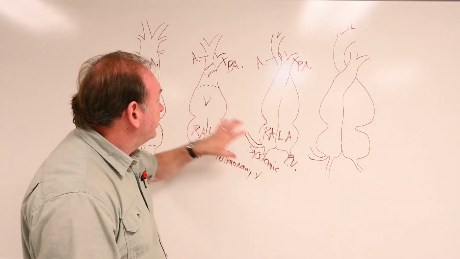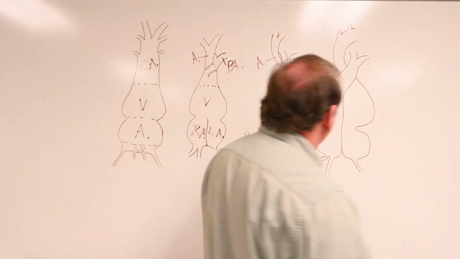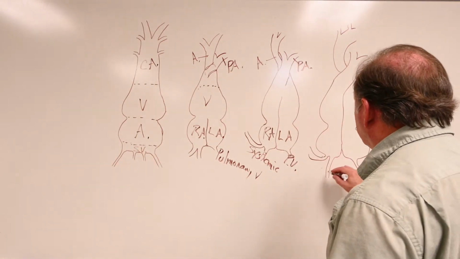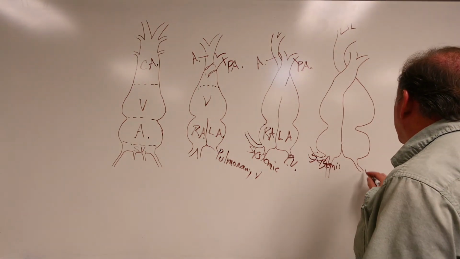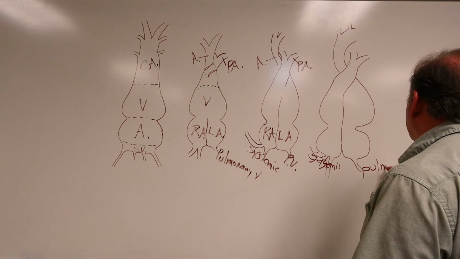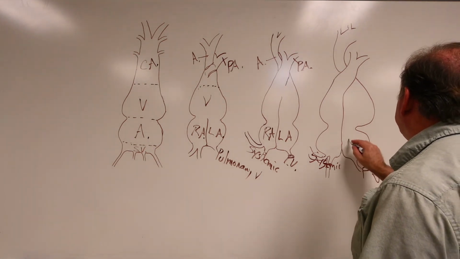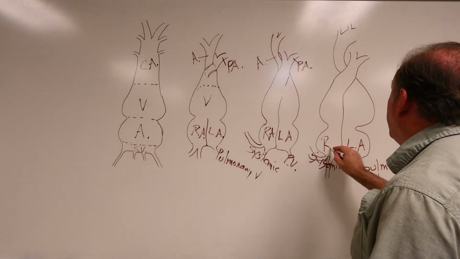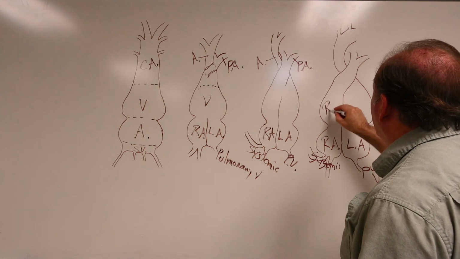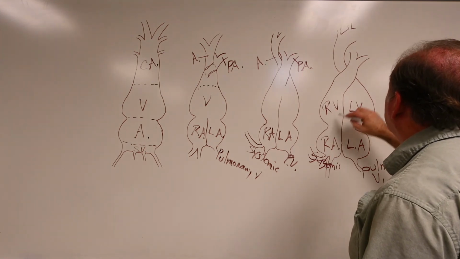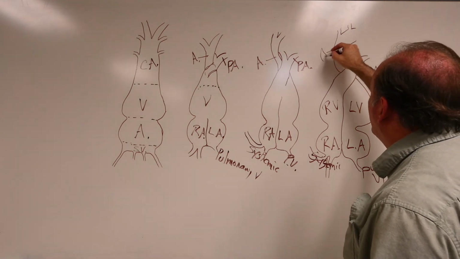We refer to this as a 3-chambered heart. This is a 3.5 chambered heart. And then finally a 4-chambered heart as we see in humans. So we get our systemic blood out here, our pulmonary vein blood here. Here's our left atrium, right atrium, right ventricle, left ventricle, pulmonary artery, aorta.